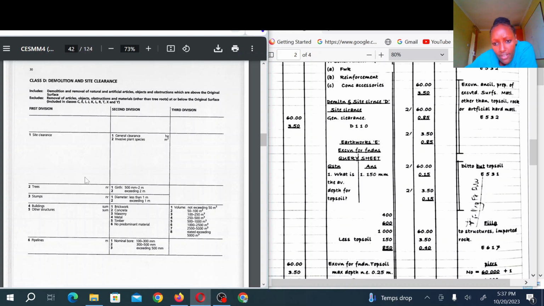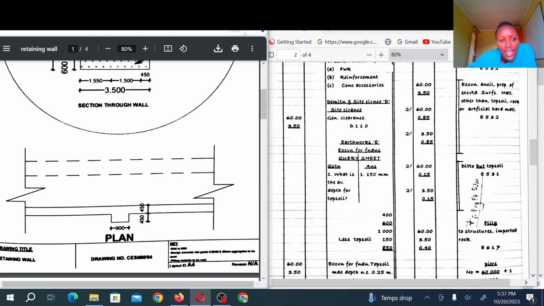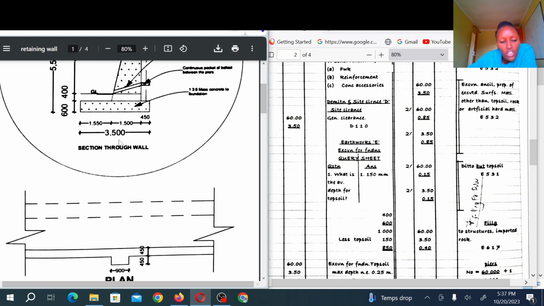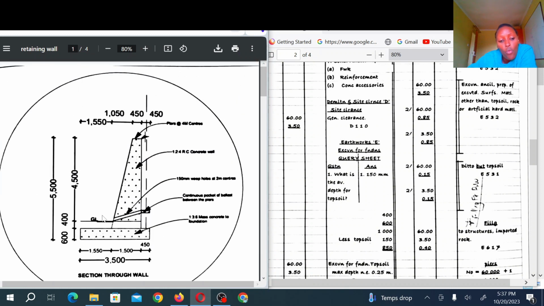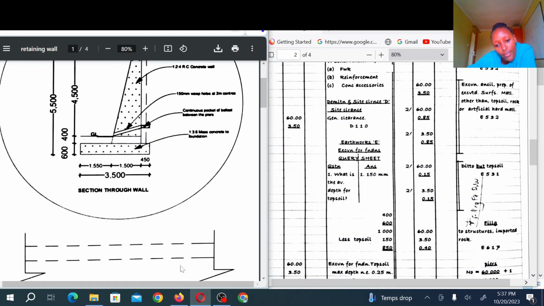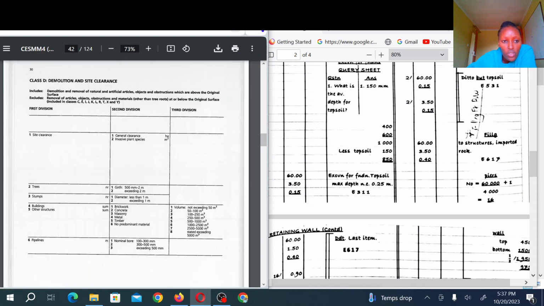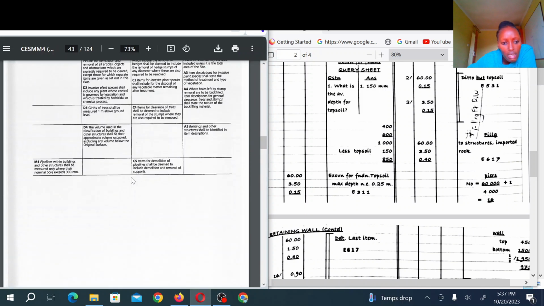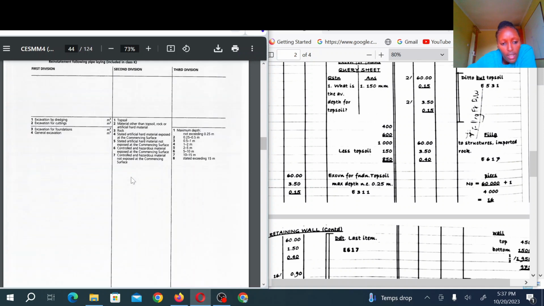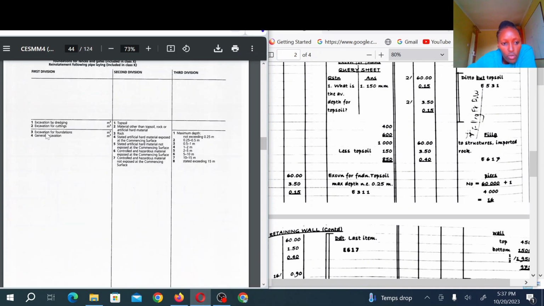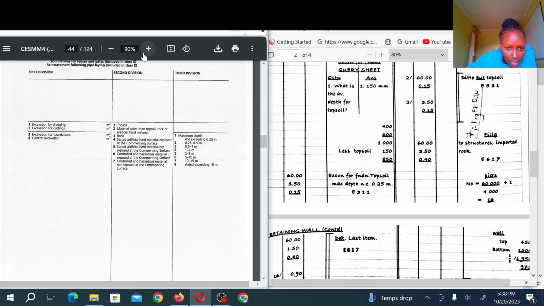Okay, so let's go to excavation, which is in Class E. Then we'll be excavating for the foundations. When we are excavating for the foundations, we shall take the length of the wall times the width of the whole foundation, which is 3.5. Because we want to measure foundation, we shall go to Class E, which is earthworks. Then we shall go to excavation of foundations. I hope you can see here very well. It should be in meters cubed.